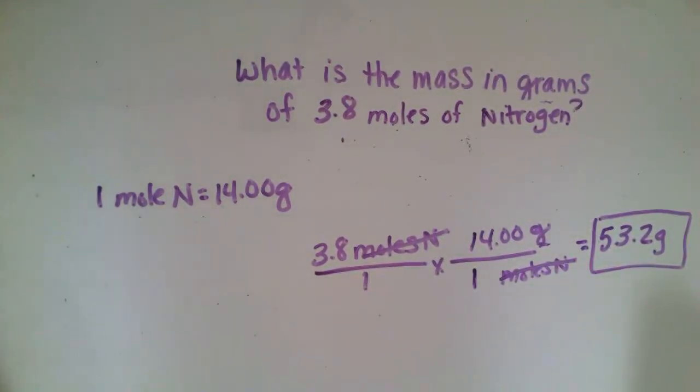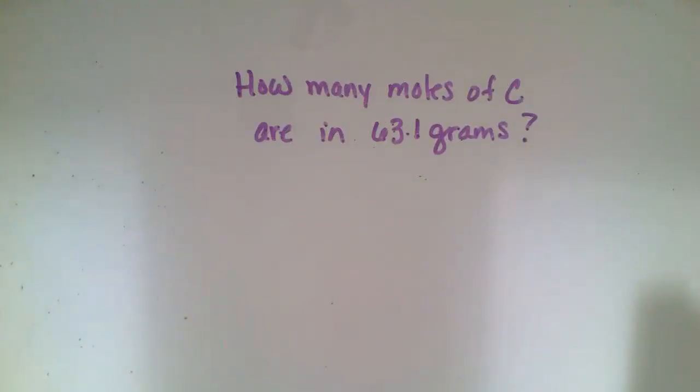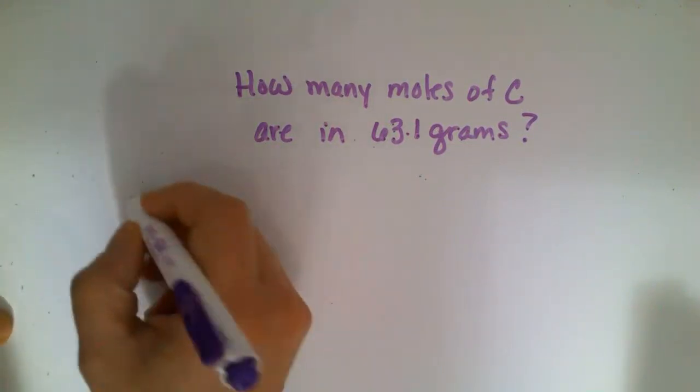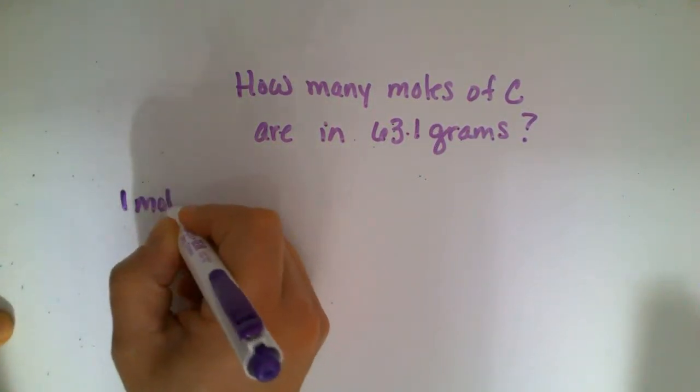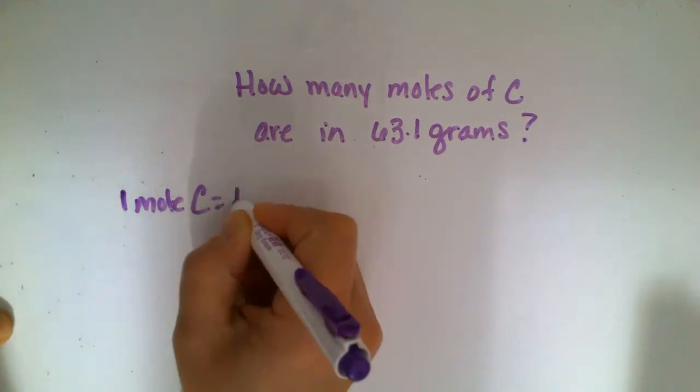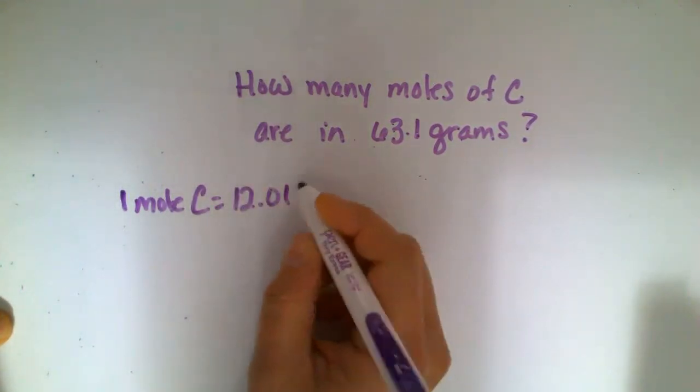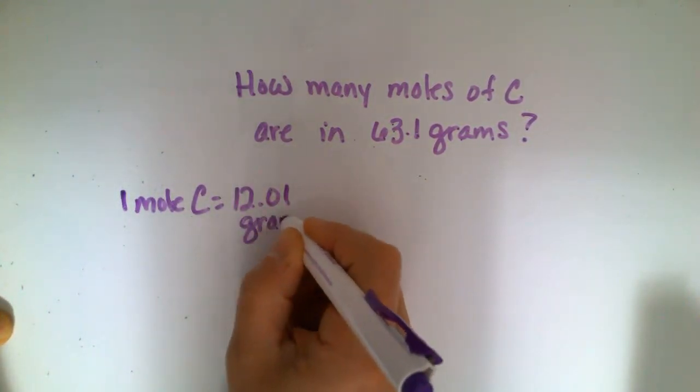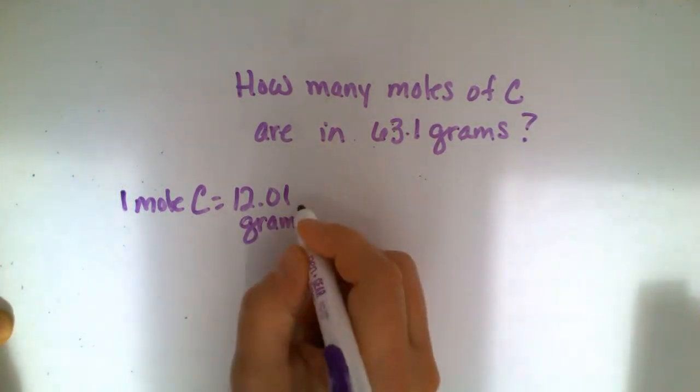All right, so let's flip this around. Let's see if we can figure out how many moles of something are in a certain amount of a substance. And we'll stick with using carbon and nitrogen again as well. So let's say we want to find out how many moles of carbon are in 63.1 grams. So again, we know that 1 mole of carbon is going to equal 12.01 grams. Okay, we got that from the periodic table.